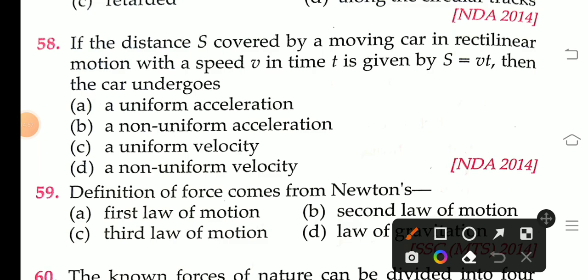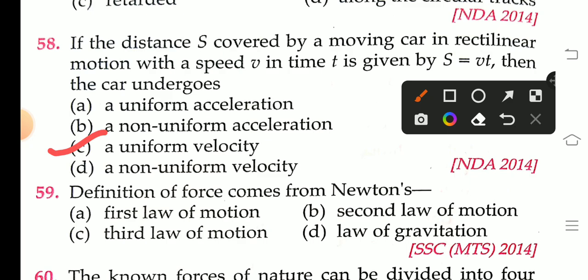If the distance covered by a moving car in rectilinear motion with a speed v in time t is given by s equals vt, then the car undergoes a uniform velocity. Definition of force comes from Newton's first law of motion.